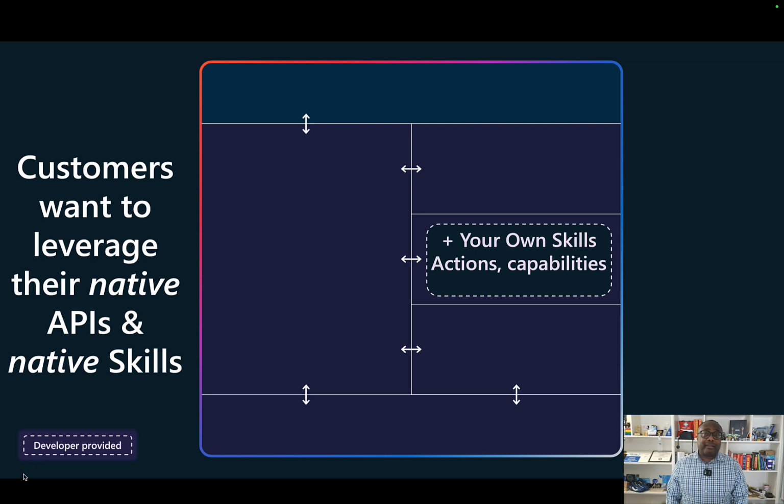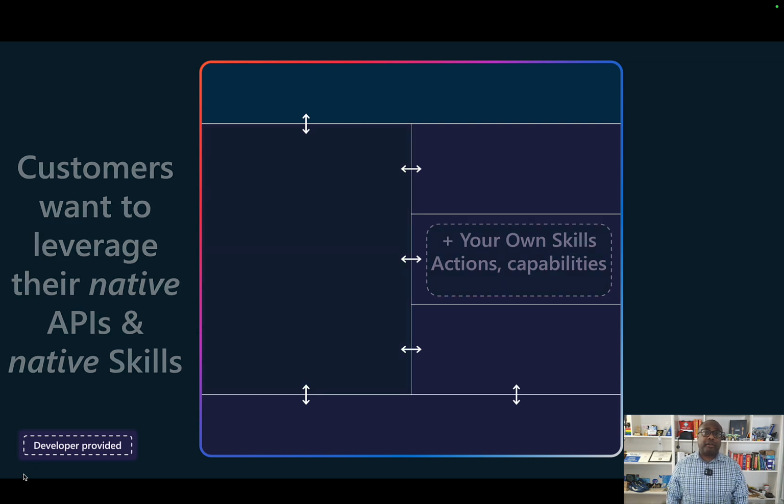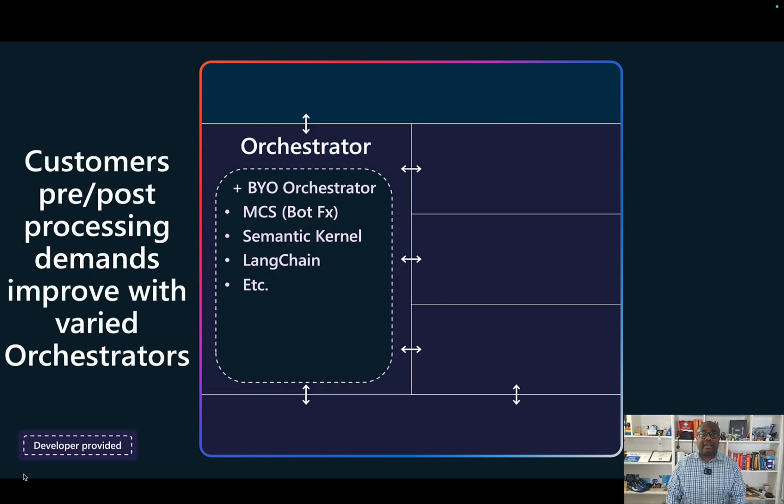Customers may also want to leverage their own native APIs and native skills. They've already built stuff out there. They're not starting net new. So they may already have a class, and that class using Semantic Kernel or the platforms can just have a simple decorator on their methods in order to extend that, which will provide better time to market and also simplify their code base.